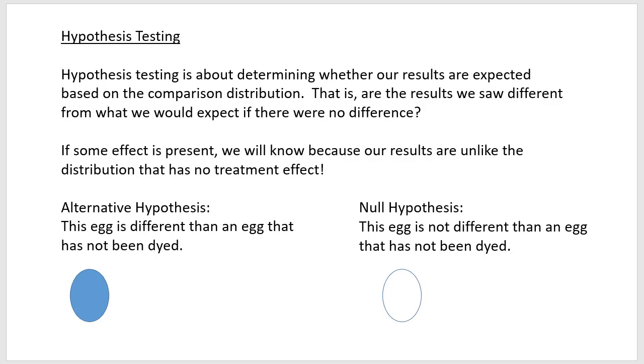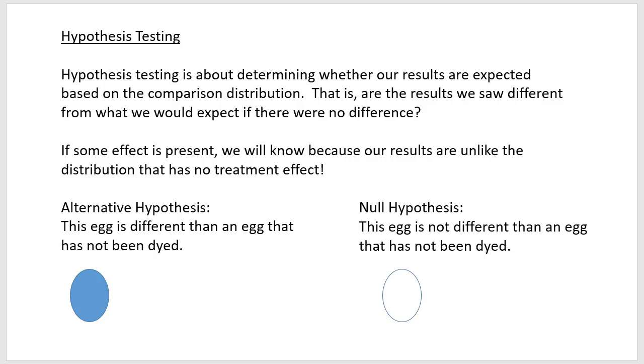Another way of saying that: are the results we saw different from what we would expect if there were no difference? Boy, that sentence sounds inside out, but unfortunately that's actually accurate. In the baby walking example, let's say that the baby walked really early, and let's say it was 6 months. Are the results that we saw, the baby walking at 6 months, different from what we would expect if there were no difference? Is 6 months significantly different than the rest of the babies in that distribution?